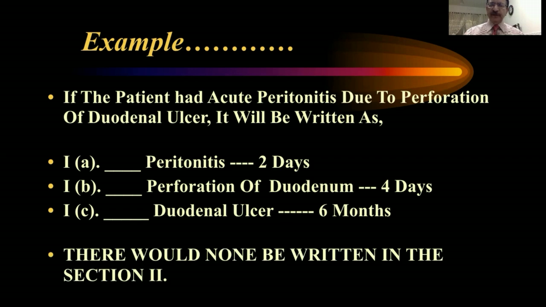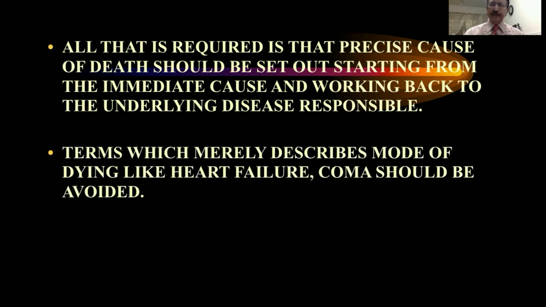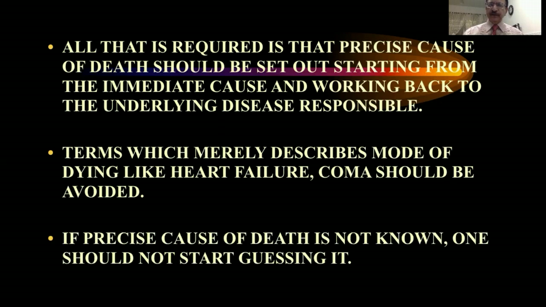So none would be written in section 2 because there was no condition which was contributing to the cause of death. All that is required is that the precise cause of death should be set out, starting from the immediate cause and working back to the underlying disease responsible. The terms which merely describe the mode of dying, like heart failure, coma, should be avoided. If the precise cause of death is not known, one should not start guessing it.